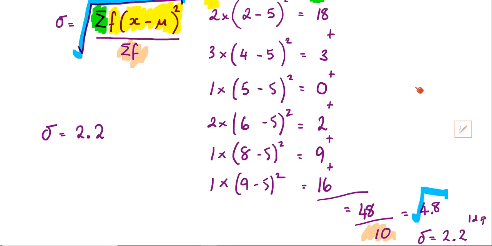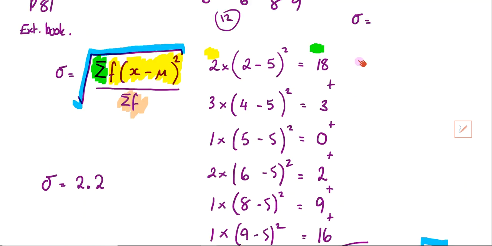Yeah? Right. So before I get on with the next one, I'm going to ask you, is 2.2 a big, small, medium standard deviation? Small. Is it? Because in comparison to the data set, it's at the smaller end. Well, at least you're giving me a reason. Yes, it is.